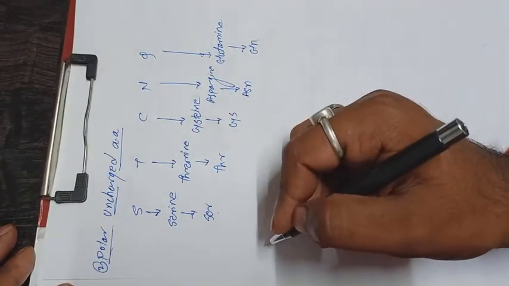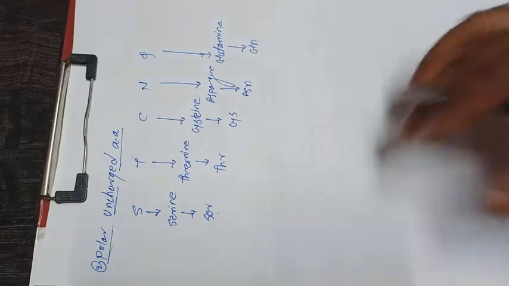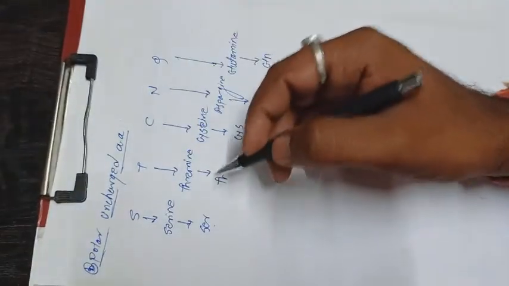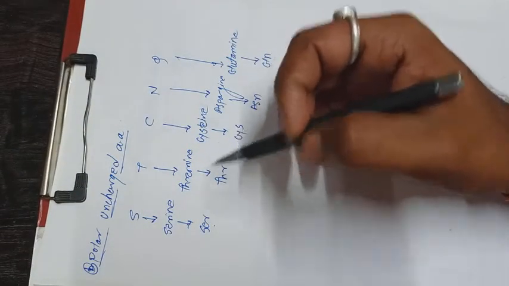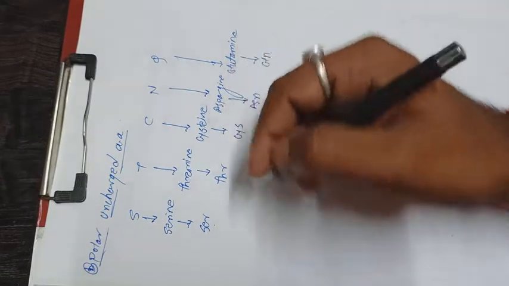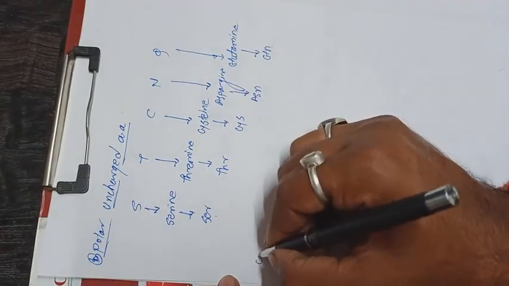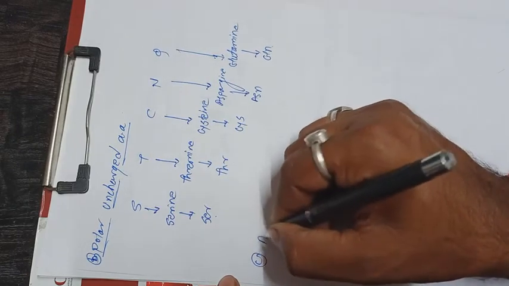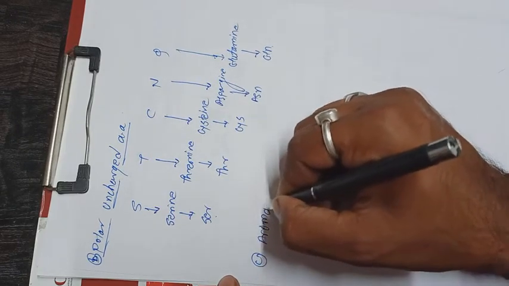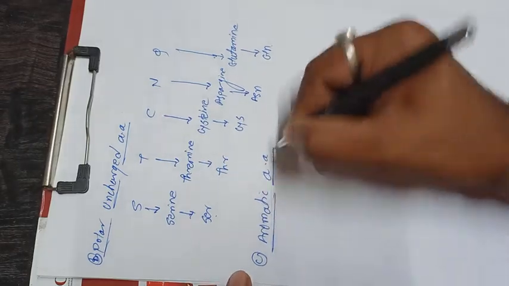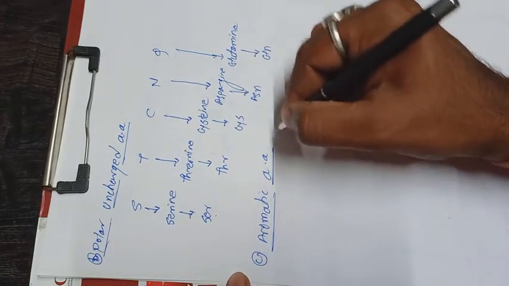That is the second type, the polar uncharged amino acids. The first type is the non-polar aliphatic amino acids, the second is the polar uncharged amino acids. Then the third type is the aromatic amino acids. Aromatic amino acids consist of the benzene ring.